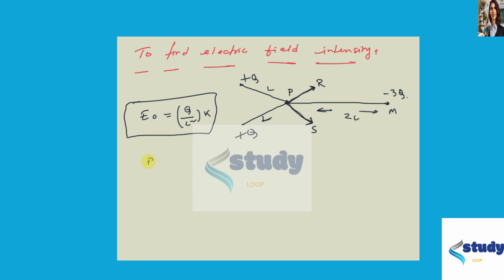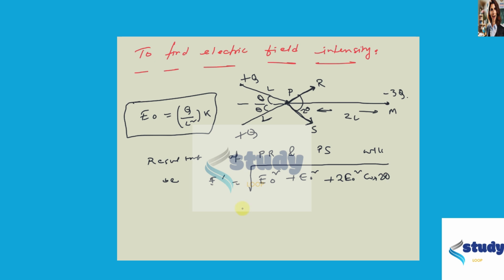So the resultant of PR and PS, we can find out E prime, and that will be equal to under root E naught square plus E naught square plus 2 E naught square into cos 2 theta, because this angle is given as theta and this is also theta, so the whole angle between them will be 2 theta. So from here we get root 2 E naught into root of 1 plus cos 2 theta, and that will be equal to 2 E naught cos theta. So we have got the value of the resultant between PR and PS.